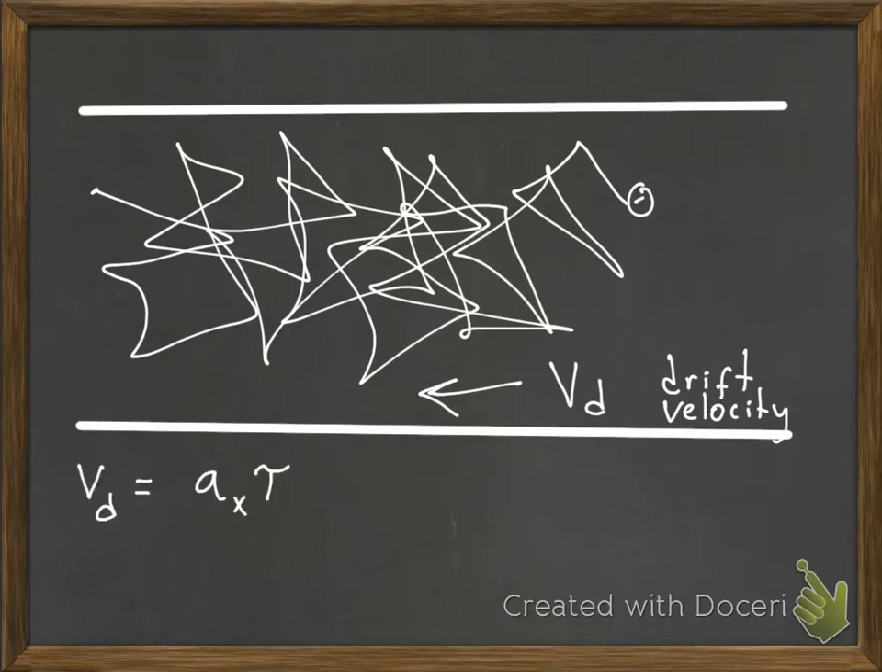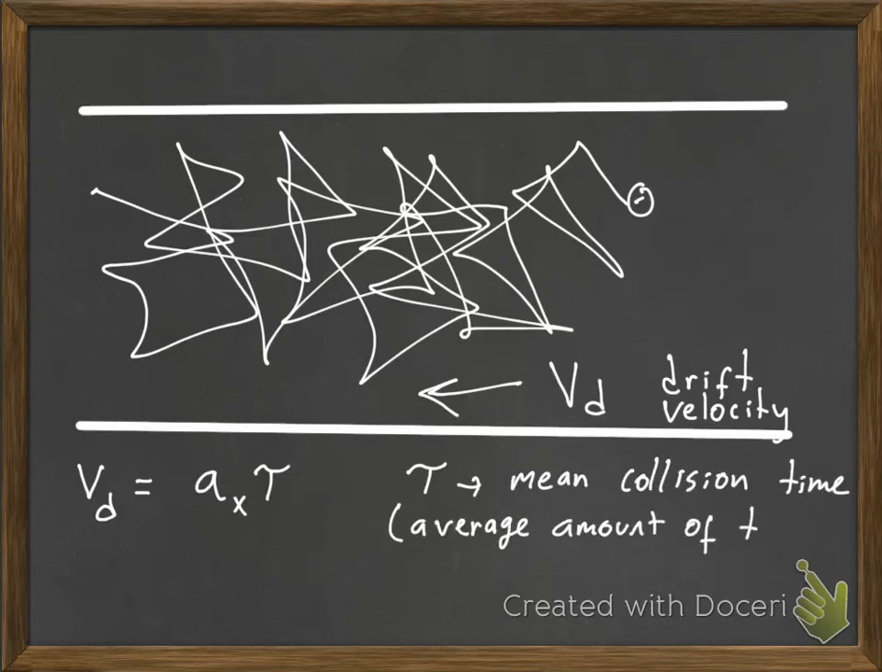Now, this motion of the electrons and the fact that there are so many of them, when considered in a statistical sense, gives us a result that the average drift velocity of the electrons moving through the wire is equal to the acceleration of the electrons multiplied by tau, Greek letter tau, which represents the mean collision time. That is, the average amount of time between collisions.